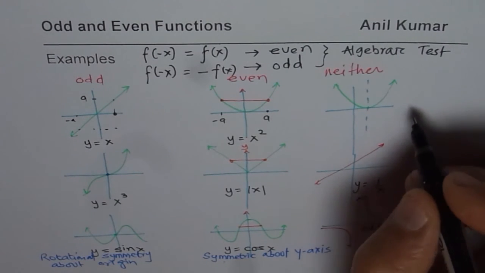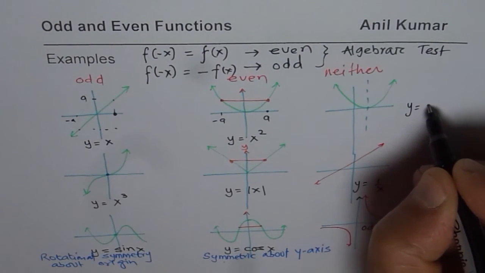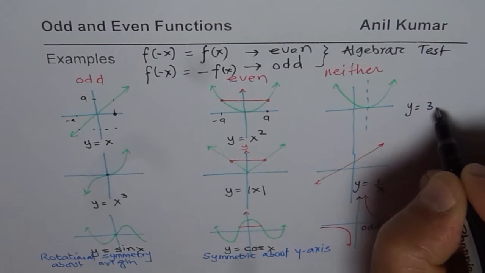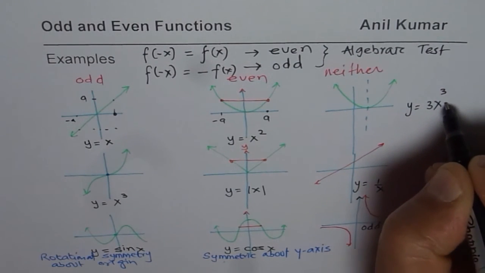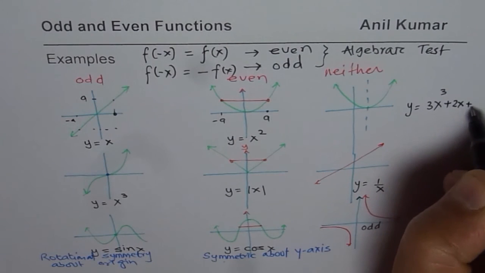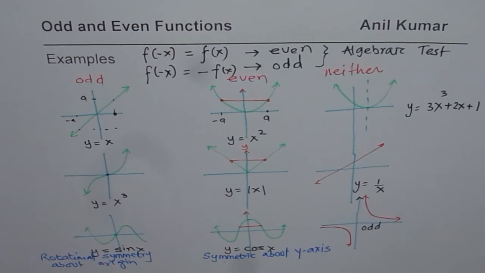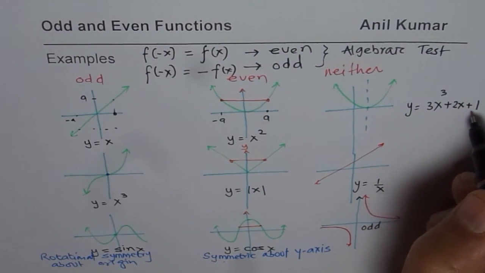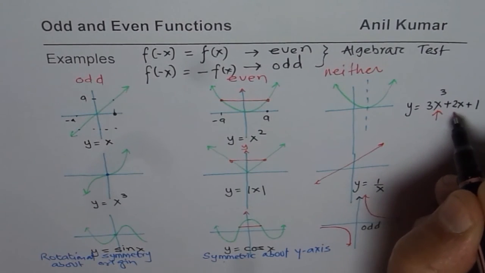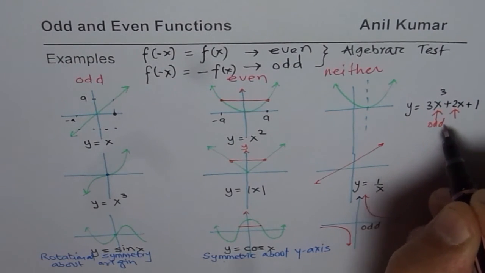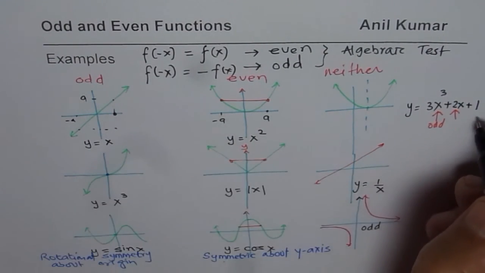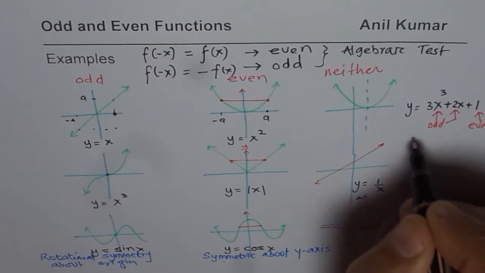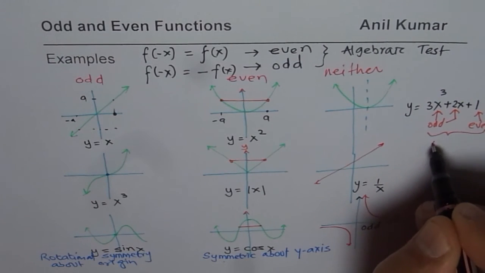Now let me give you an equation which is, say, y equals 3x cubed plus 2x plus 1. This function, will it be even or odd? Well, you notice that there are some even terms here and some are odd terms. These two terms are odd terms. Do you see? x and x cubed. However, 1 is an even term. So since it is a combination of even and odd, this function is neither.